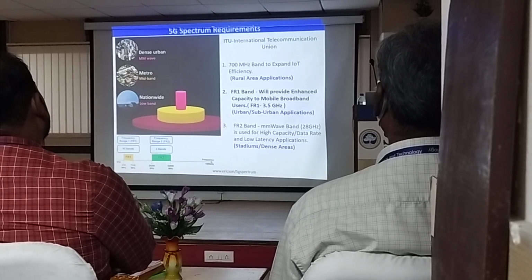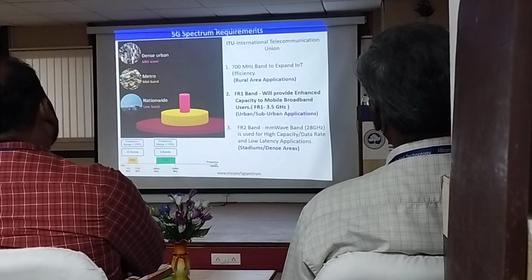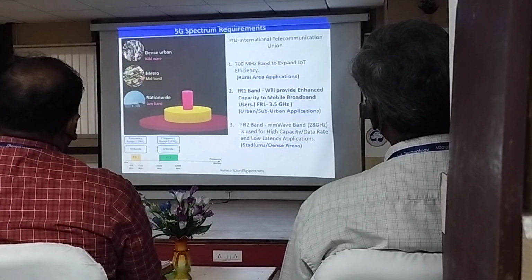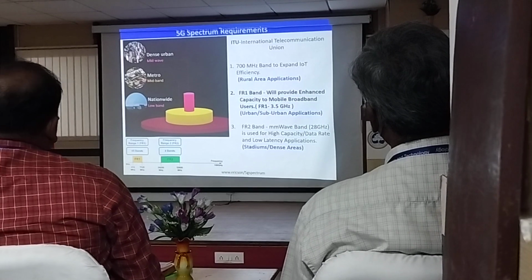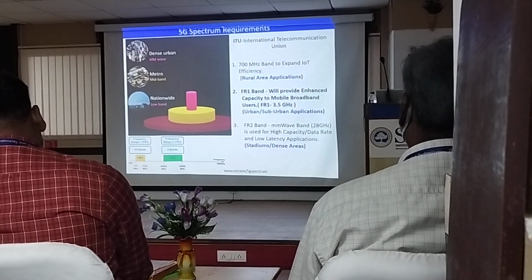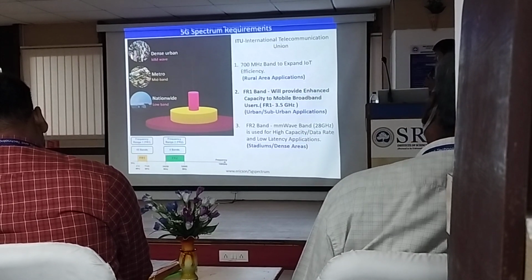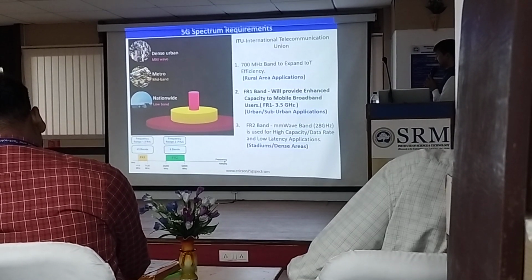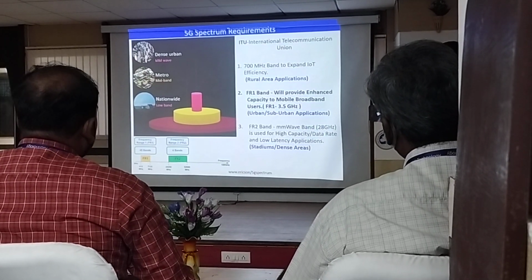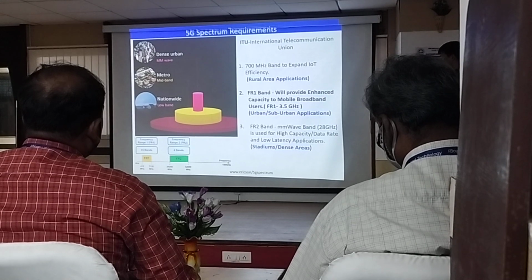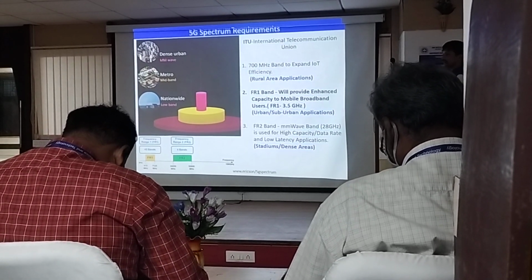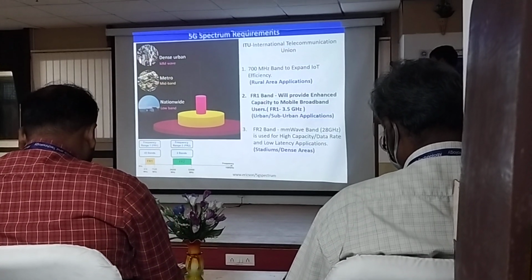There are three frequency bands allocated for the 5G spectrum. This is decided by the International Telecommunication Union. One is called the low band, the sub-gigahertz band, around 700 megahertz, which is mostly used for rural area applications. Another is the FR1 band, which is used for urban and suburban applications and starts at a central frequency of 3.5 gigahertz, mostly for voice communication and a little bit of data.